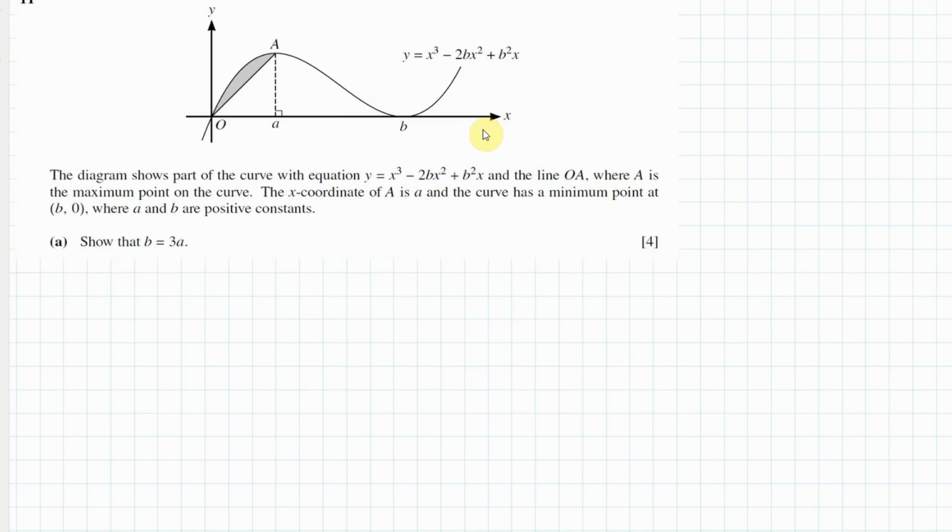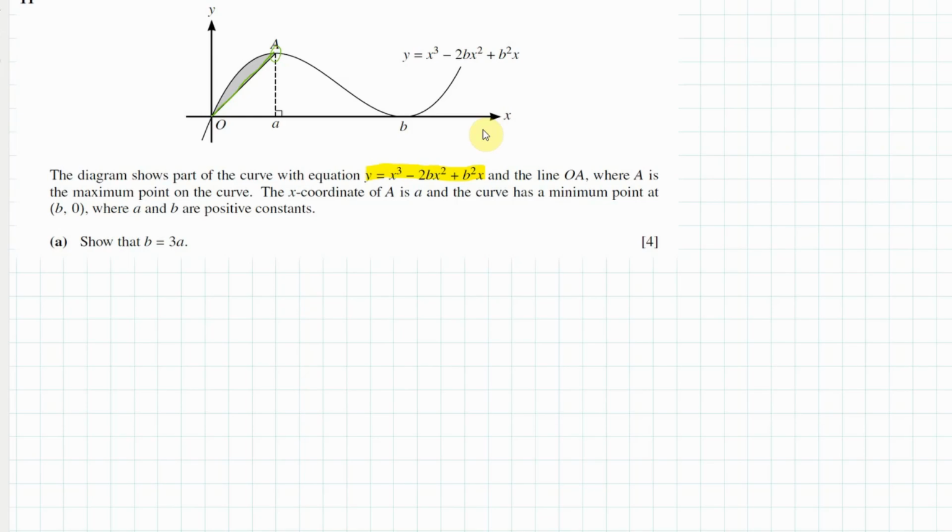Team, let's have a look at the final question from your prelim exam. We have a diagram that shows part of the curve that has this equation, y is equal to x cubed minus 2bx squared plus b squared x. We also have a line OA, so it goes from the origin to this point A, which is the maximum point of the curve that we've already described in the highlighted yellow.